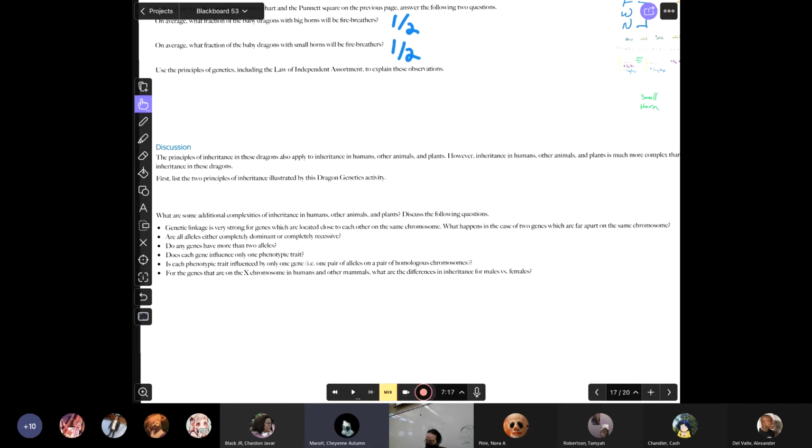Are all alleles either completely dominant or completely recessive? Do any genes have more than two alleles? Does each gene influence only one phenotypic trait? Is each phenotypic trait influenced by only one gene? For the genes that are on the X chromosome in humans and other mammals, what are the differences in inheritance for males versus females?